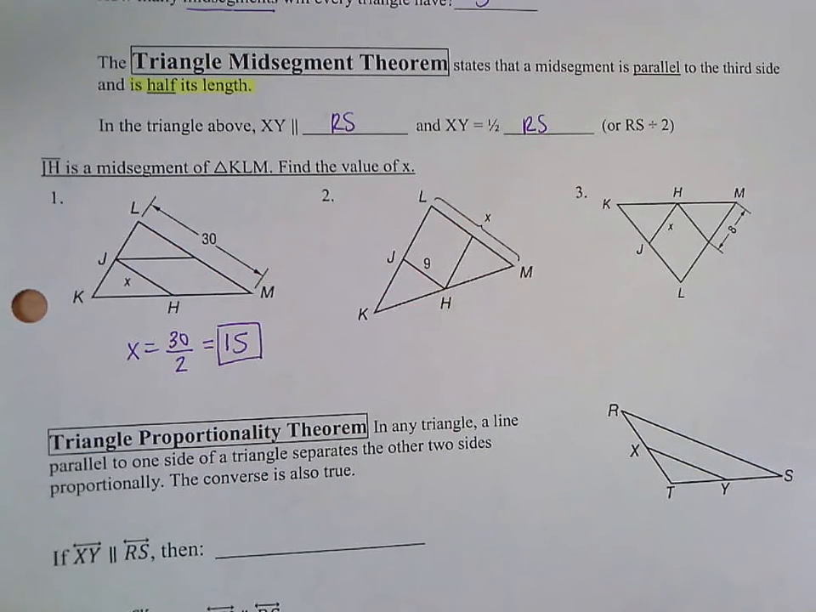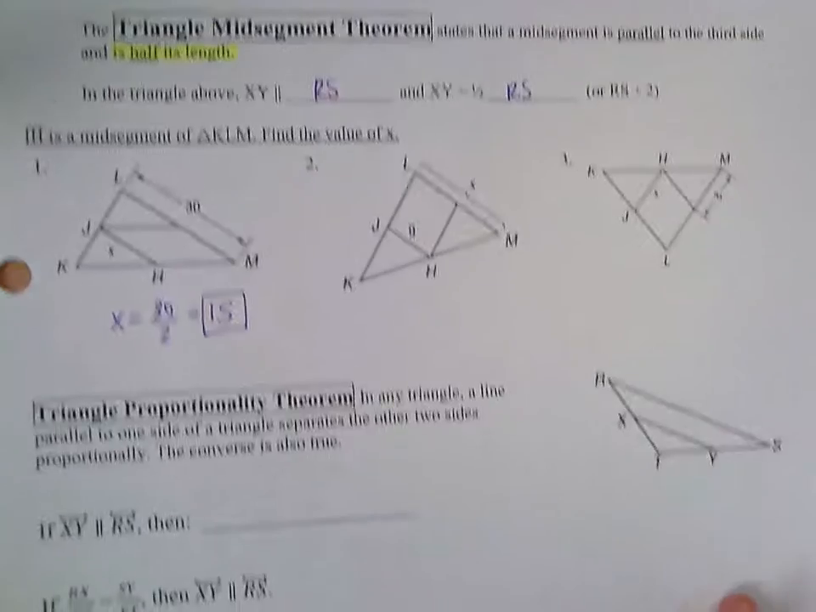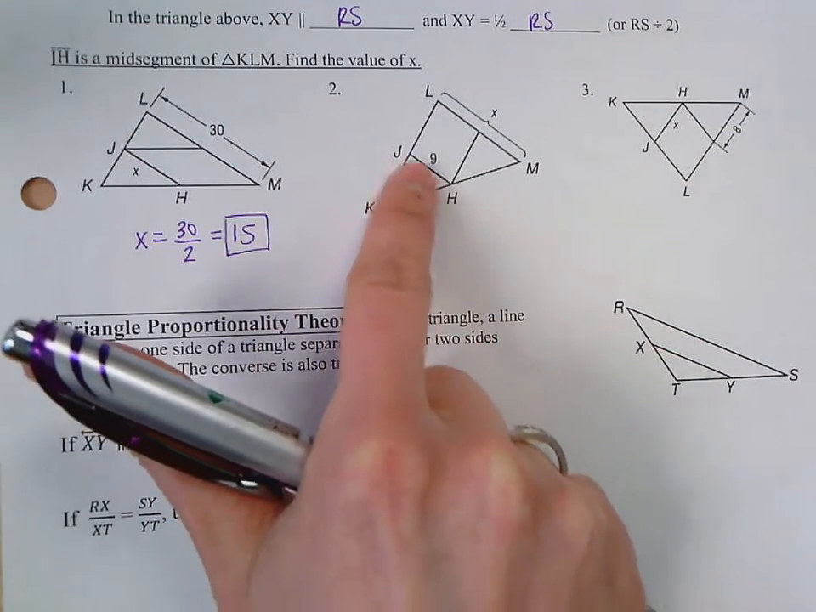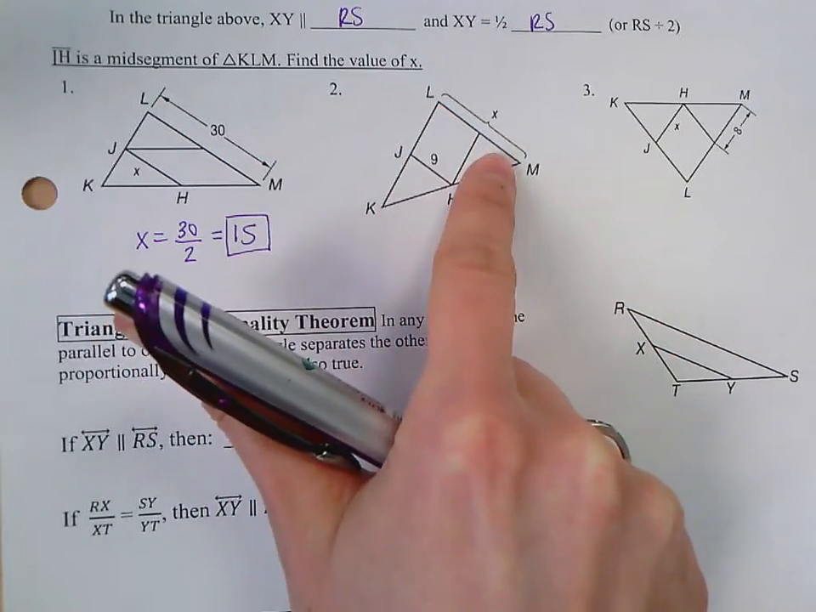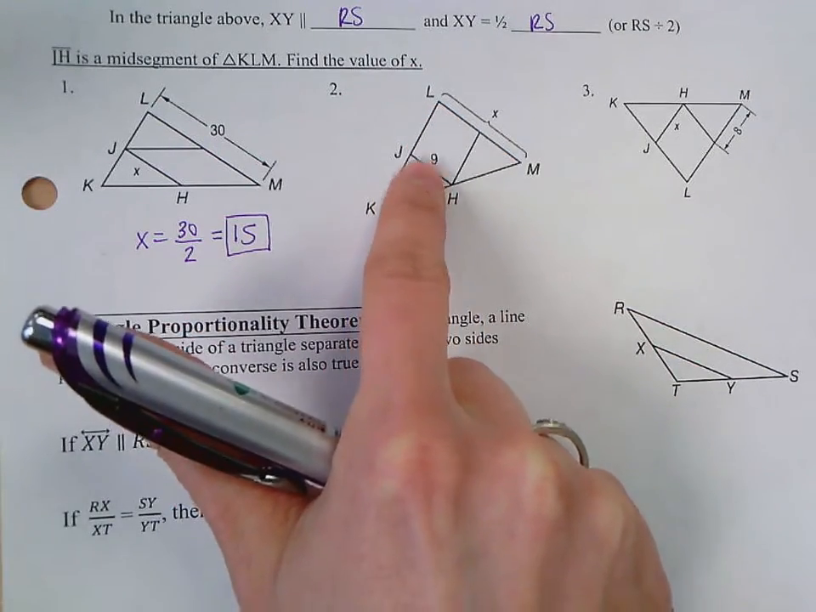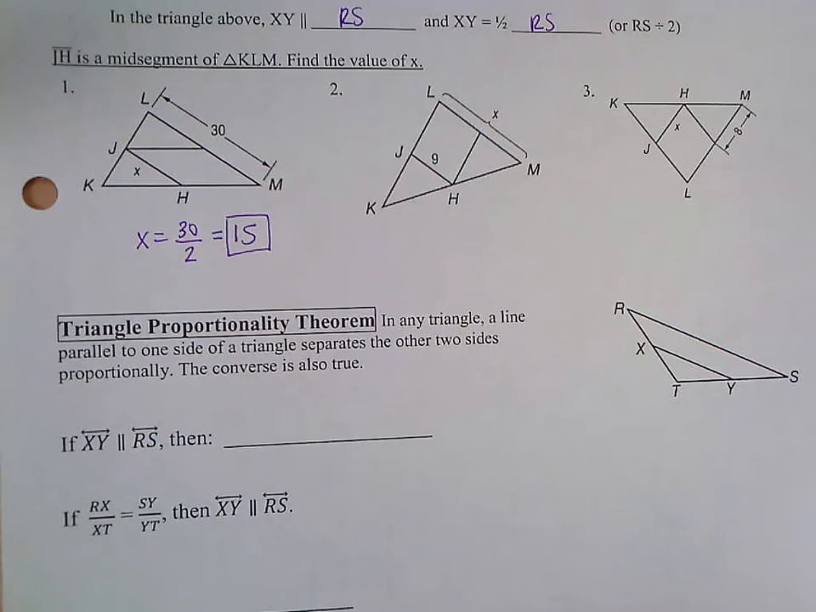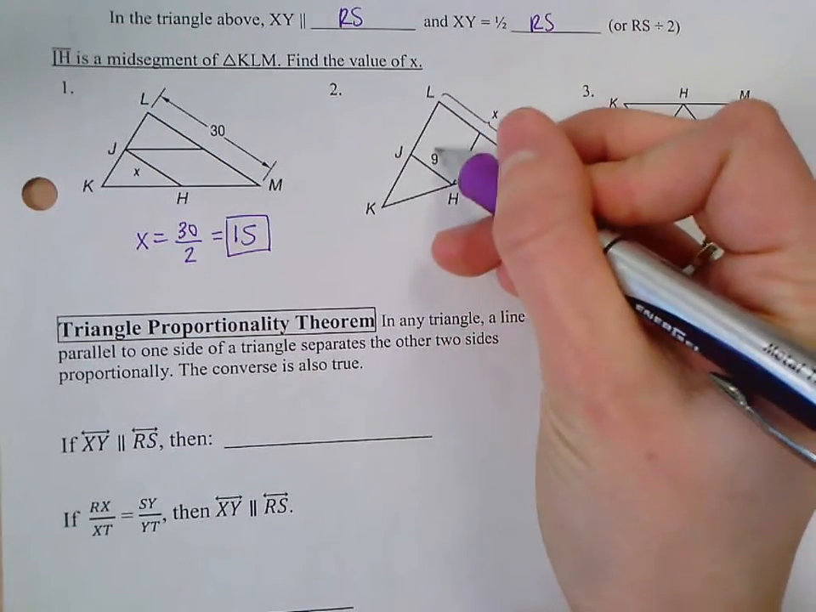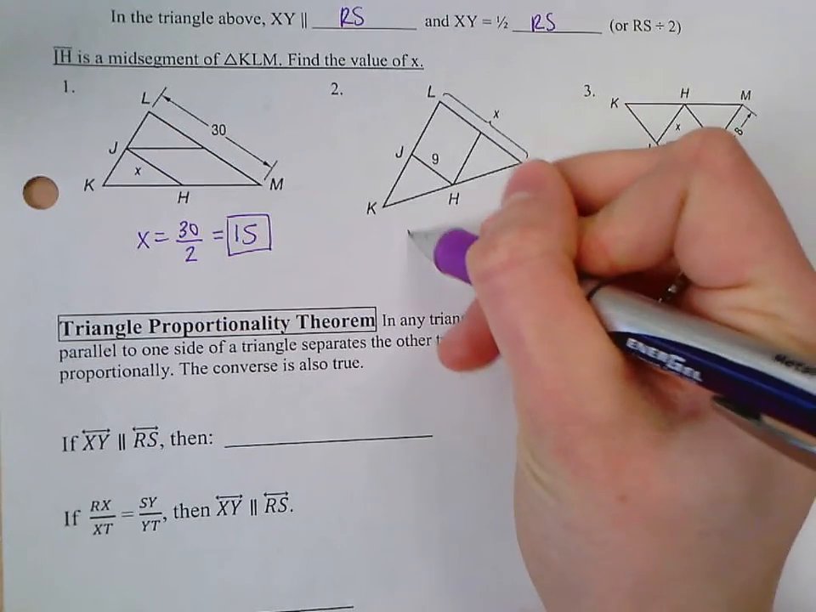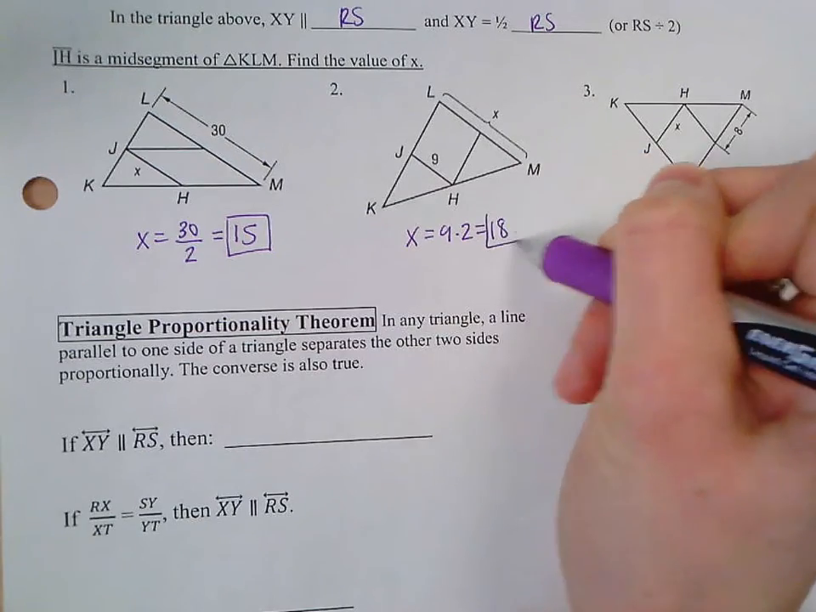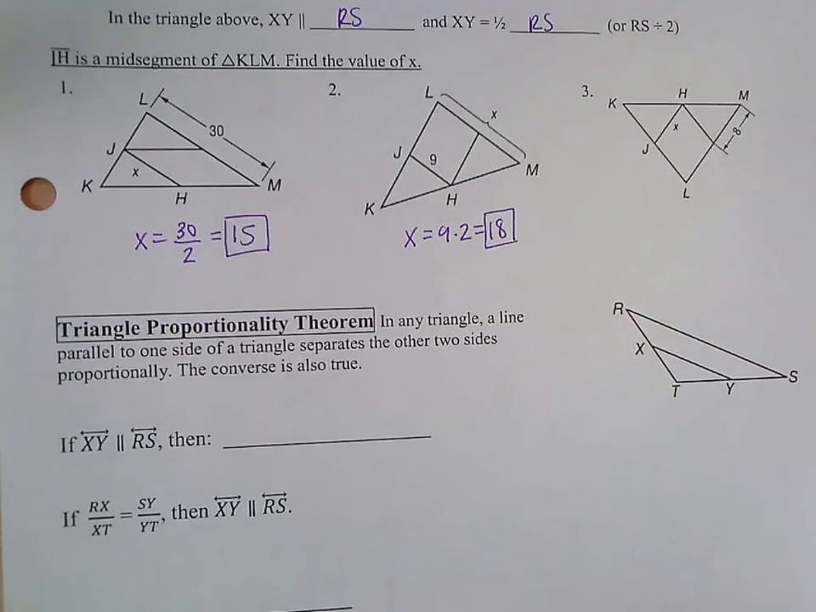Okay, so if you know it's a mid-segment, that's an easier way to find those missing lengths. So like in example 2, again, we know JH is the mid-segment, so it's parallel to LM. And we are given JH is 9, so what would LM be? It would be 18. So JH is half of LM. So in this case, to find X, you would multiply the 9 by 2, and that would be 18.